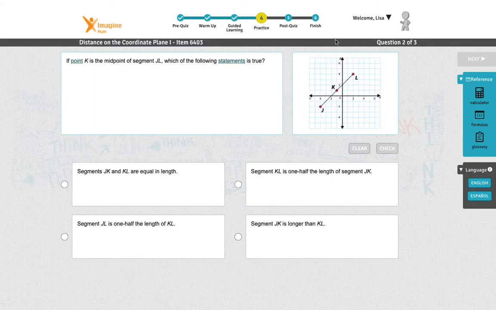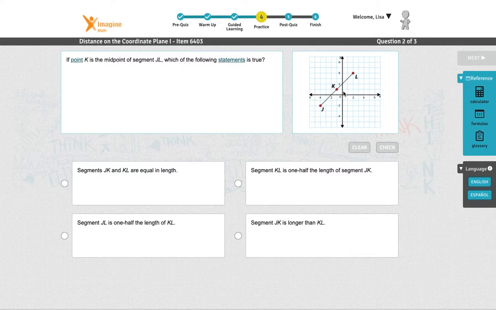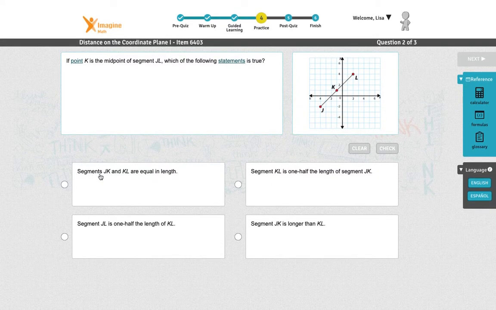Okay, so for the next one, it says we're trying to find if point K is the midpoint of L and J, which of the following is true? Now this is on an angle, so that's very tricky. You're going to have to think a little bit. The segments JK and KL are equal. So is this the same as this if the midpoint is K?